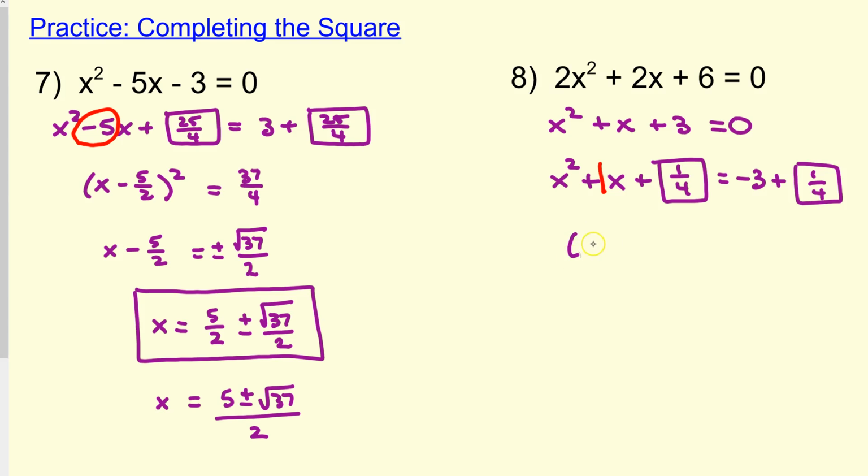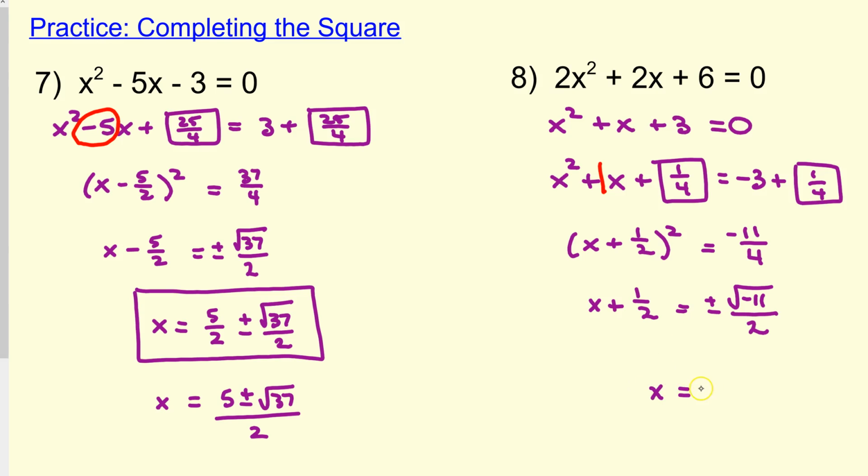So now we write the left side in its factored form, and we have x plus 1/2 quantity squared. And then when we add the numbers on the right side together, we get negative 11/4. The next step is to square root. So we have x plus 1/2 equals plus or minus the square root of negative 11 over the square root of 4. So that would just be over 2. And then I'm going to do, excuse me, a couple things at once. I'm going to subtract the 1/2 from both sides to isolate x. And I'm also going to change the square root of negative 11 and write it as i square root 11. So our answers are negative 1/2 plus or minus i square root 11 over 2.